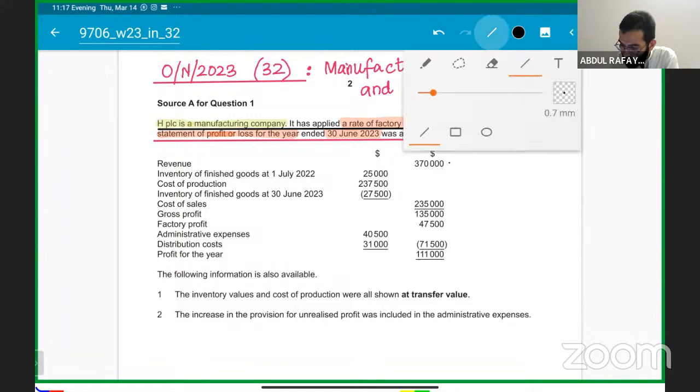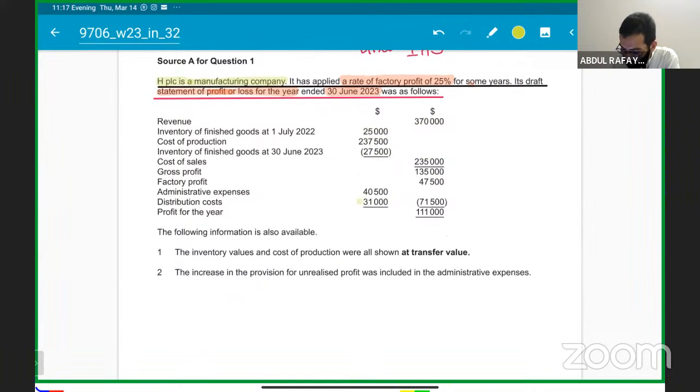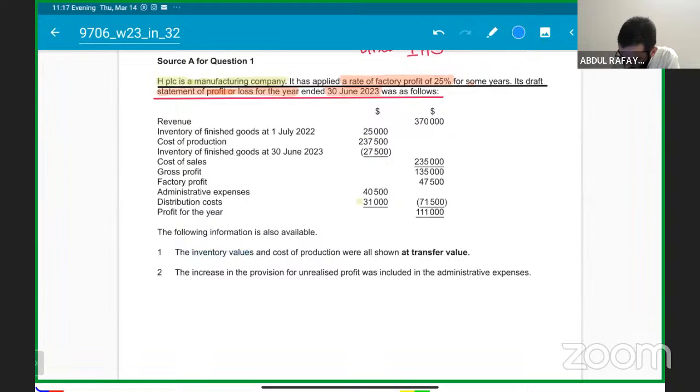And these are the values that we have: revenue, inventory of finished goods, cost of production, all of them, closing inventory as well, manufacturing profit, factory profit, administrative expenses, distribution cost, profit for the year. What we have to do is, they are telling us a couple of adjustments here, two adjustments: the inventory values and the cost of production were all shown at the transfer value.